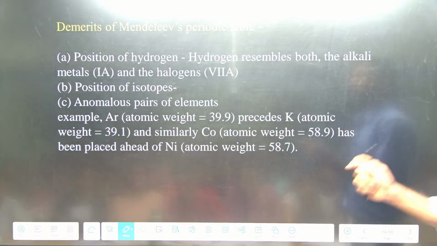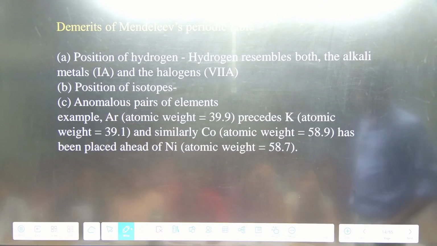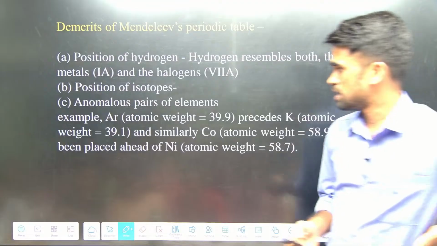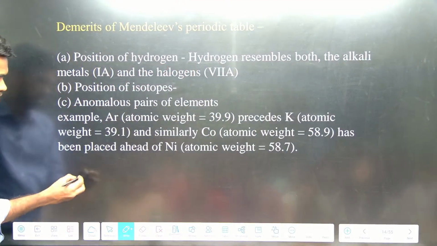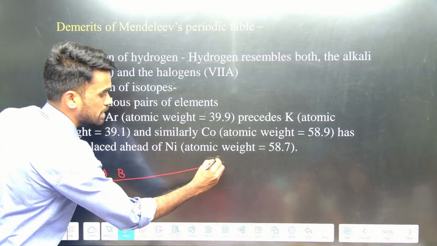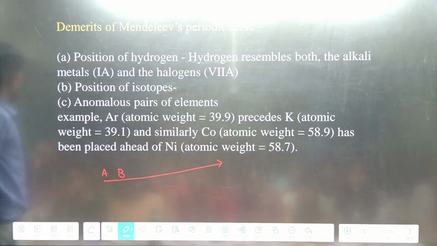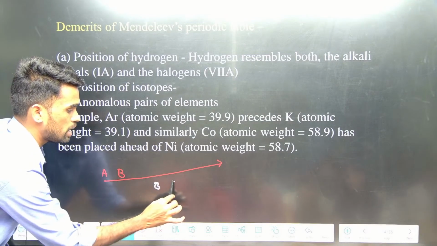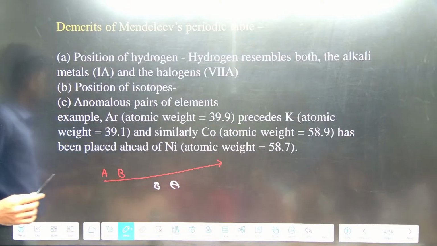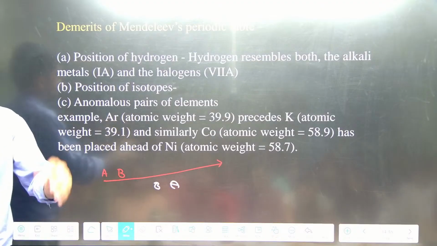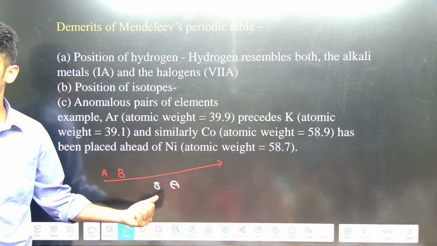Now, what are the demerits of Mendeleev's classification? What is the fundamental unit he considered? Atomic mass. If we consider atomic mass, it should be in increasing order of atomic weights, yes or no? But there were some elements where the higher atomic weight comes first and the lower atomic weight comes second. Is this a proper way of classification? No, this is a demerit. He was unable to explain the reason behind this.